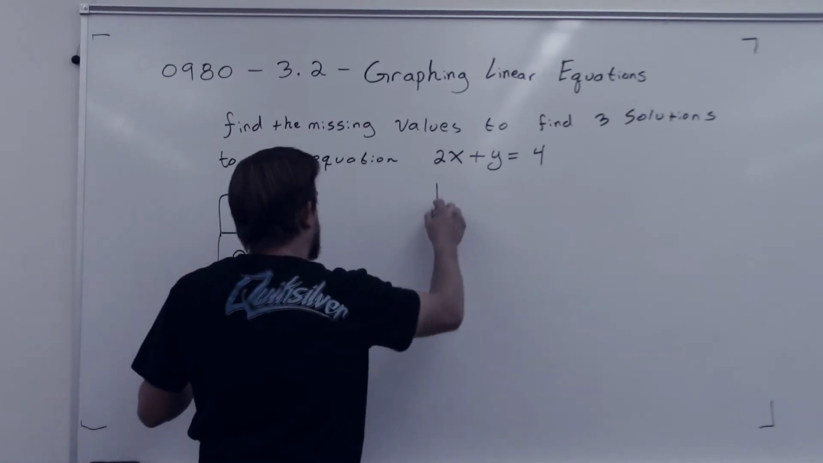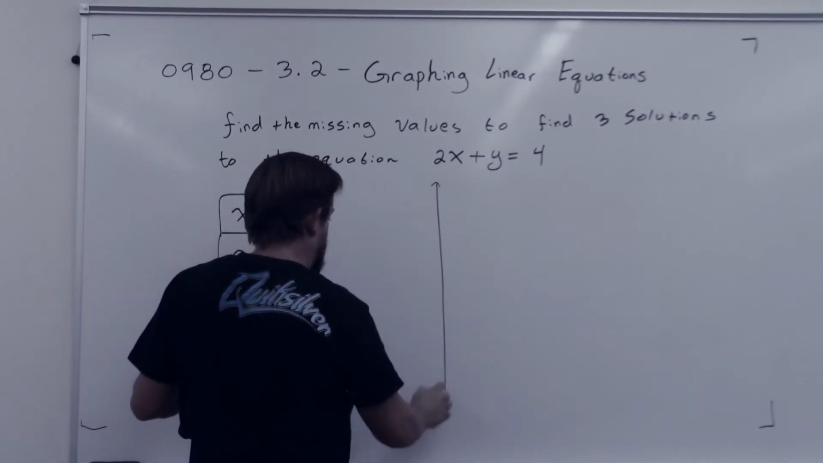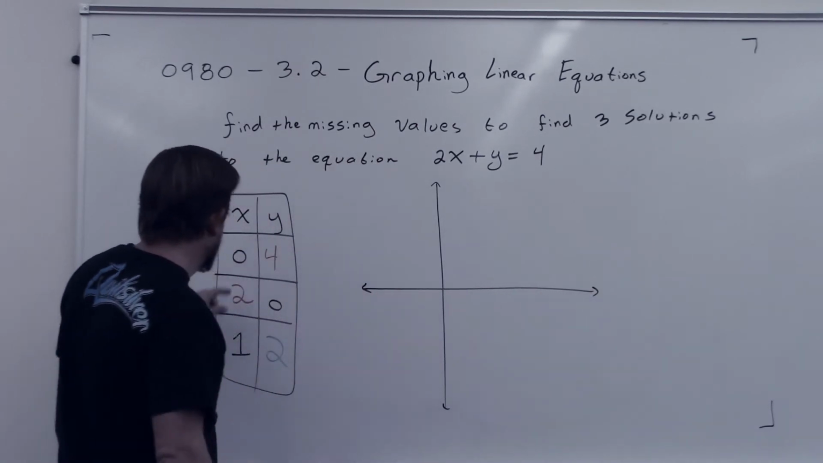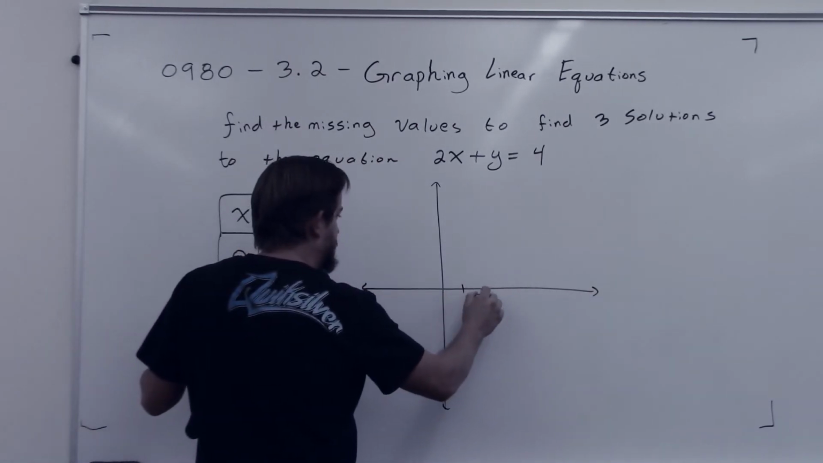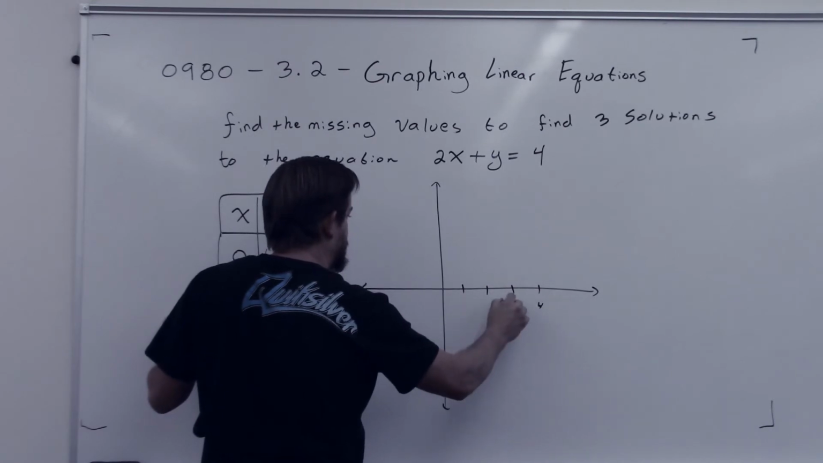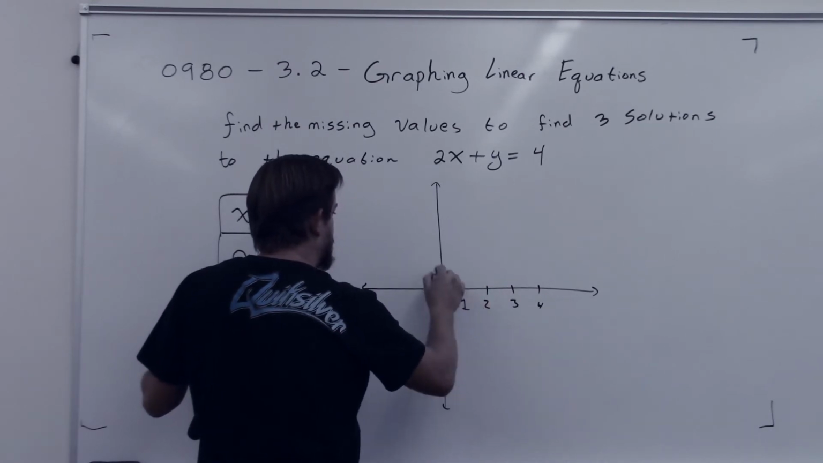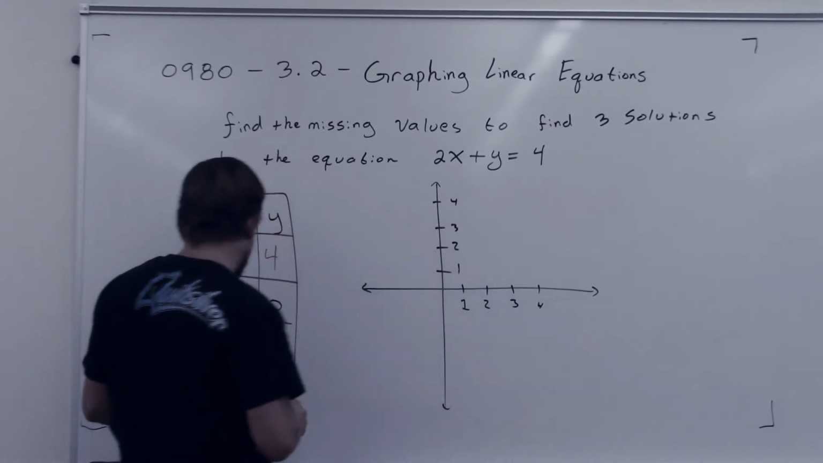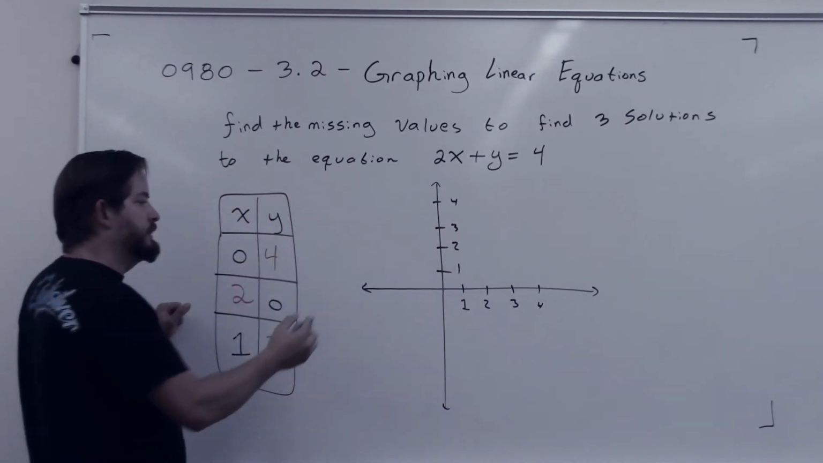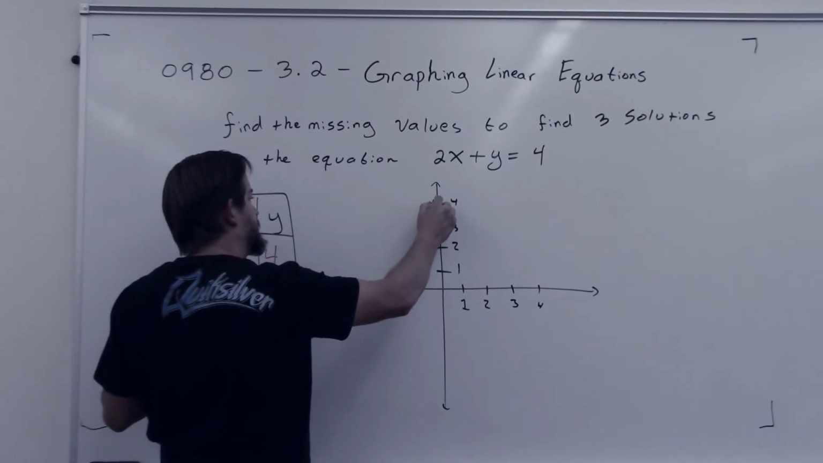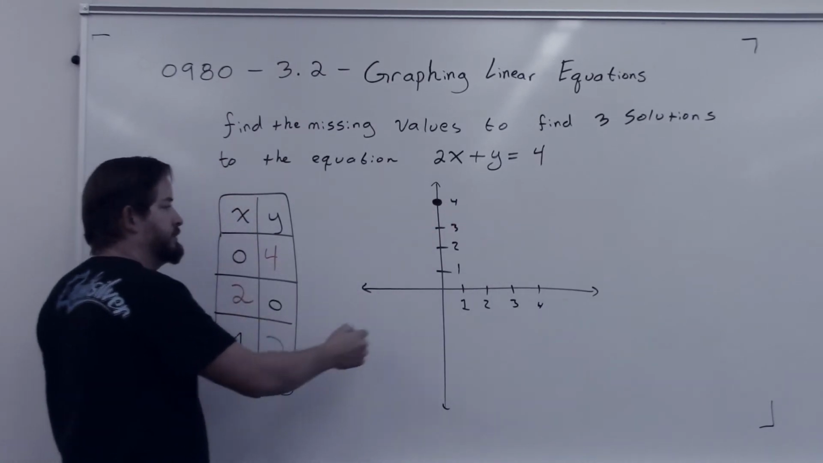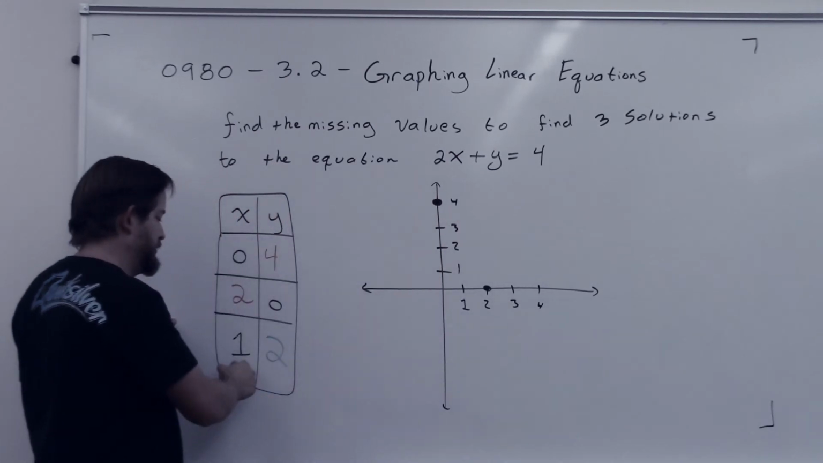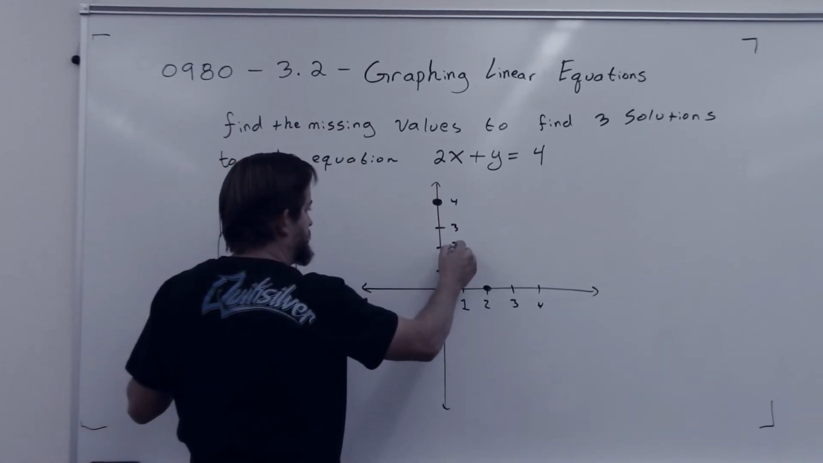But if I graph these guys, right, so throw some tick marks here, 1, 2, 3, 4. 1, 2, 3, 4. I think that's really all I need. I have the point 0, 4, which is here. I have the point 2, 0, which is here. And this last point should be somewhere in that line, 1, 2. It is. It's right there.